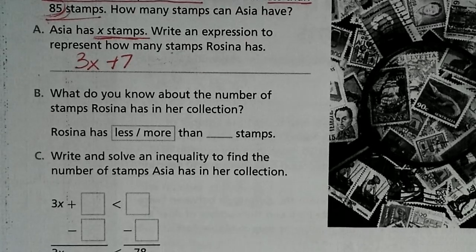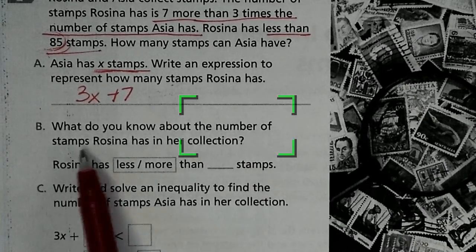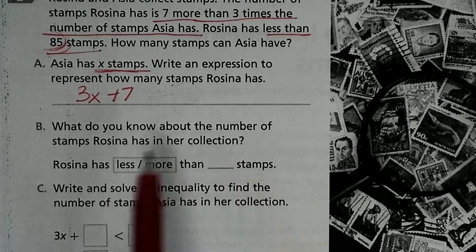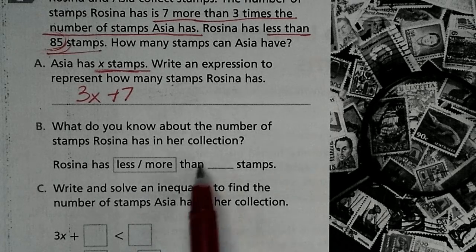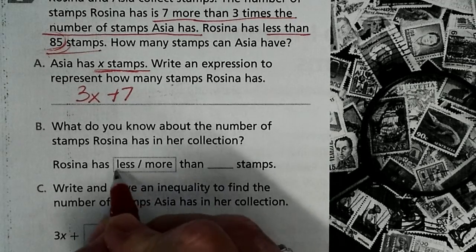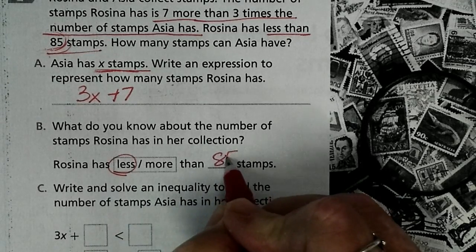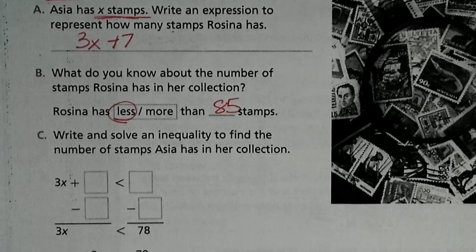All right. So, it says, what do you know about the number of stamps Rosina has in her collection? So, Rosina has less or more stamps. So, what does she have? Less than 85. Yep. She has less than 85 stamps. It tells me that up there. All right, so now we're going to solve.